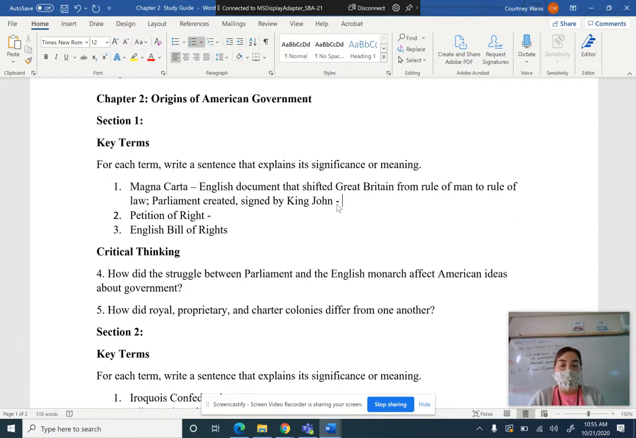It influenced the idea of limited government in England. It created this English idea. It was an example of limited government.